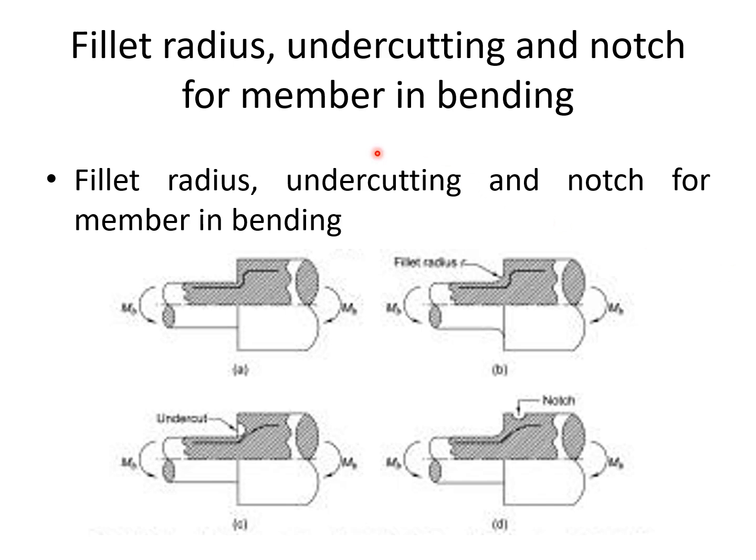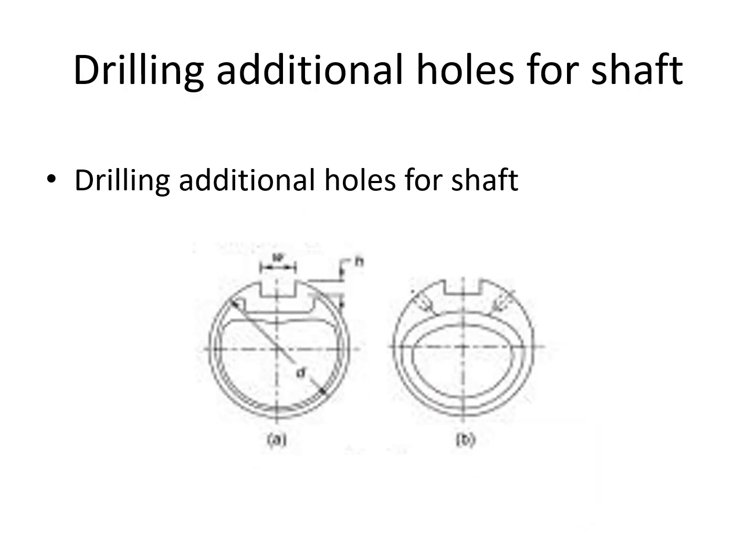And by providing fillet radius, undercutting and notch for a member in bending, all these things also reduce stress concentration. You can see here, for a bending case, if this cross section is abrupt, this line changes too much. To reduce that, you can provide a fillet radius so that the line change is reduced, and you can provide an undercut or notch. All those things cause a reduction in stress concentration. And in case of shafts, you can provide additional holes that will reduce the stress concentration.